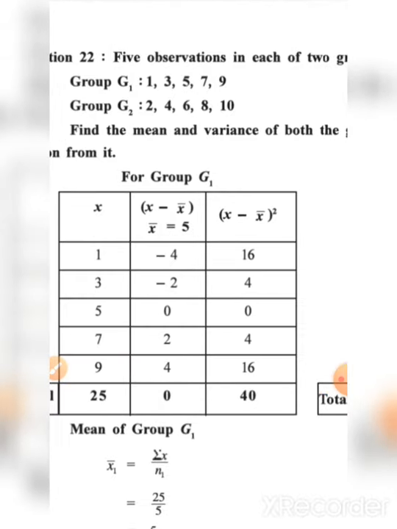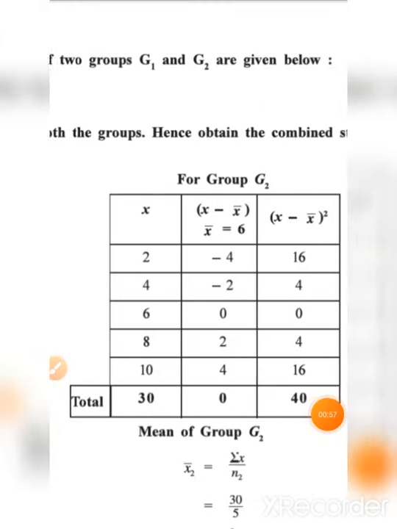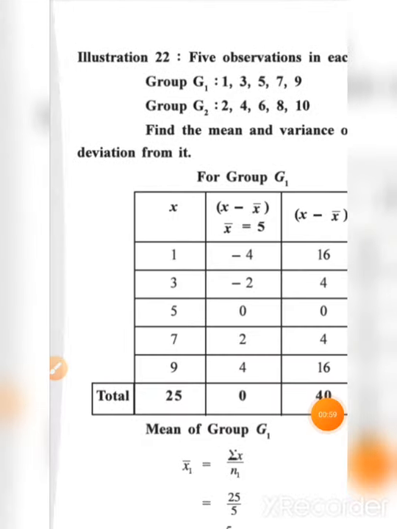Now let me remind you, what do we mean by variance? Variance is actually the square of standard deviation. I repeat, variance is the square of standard deviation, as you know. We'll move further. What is given? Find the mean and variance of both the groups, hence obtain the combined standard deviation from it. So we need to find the mean, we need to find the variance, and they have told us to find the combined standard deviation for the same.